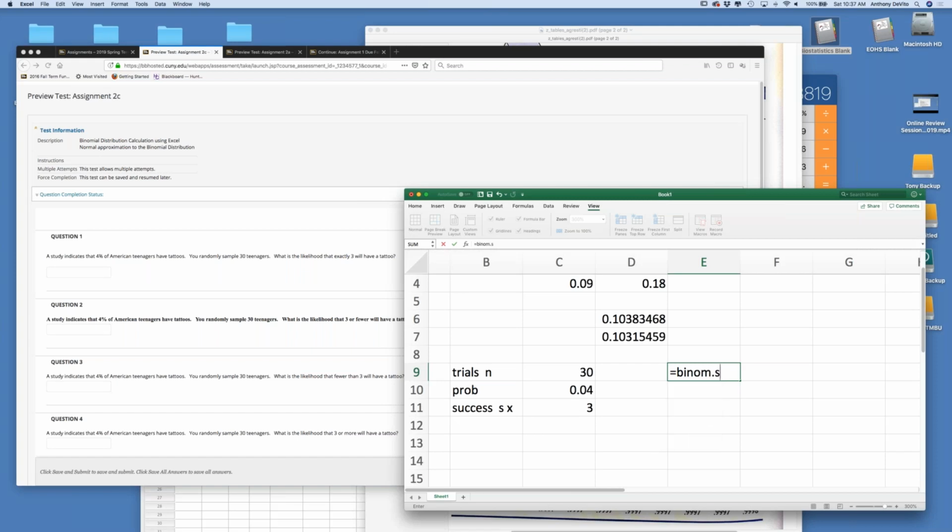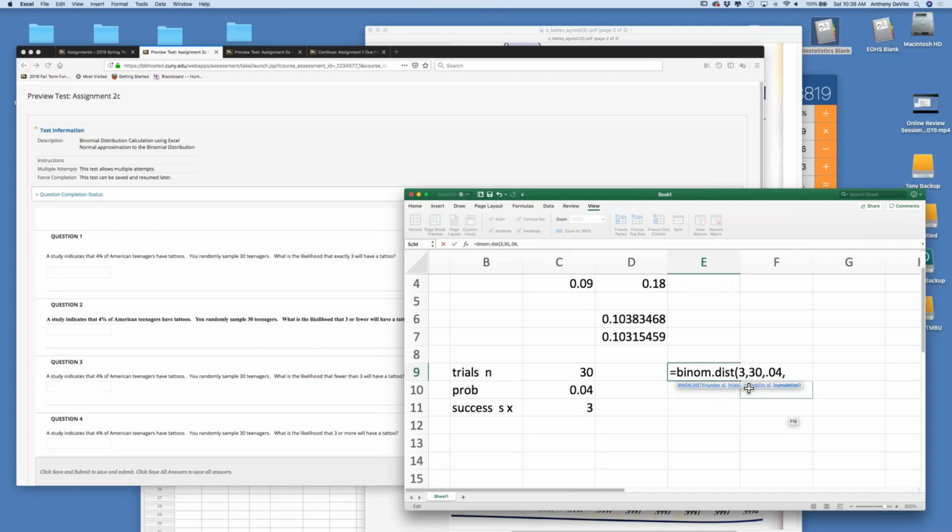Now again, you could also use the older version, it'll come out the same. Okay, I'll use this one for now. When I hit parentheses, they ask me for the number of successes. Number of successes is 3, comma, the probability of any individual having a tattoo is 0.04, comma, and then I missed the number of trials. Number of trials N is 30. Number of successes, comma, number of trials 30, probability is 0.04 for any individual person, and then last it's going to ask for cumulative.